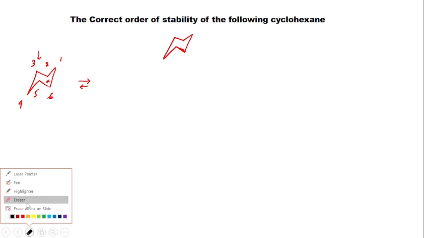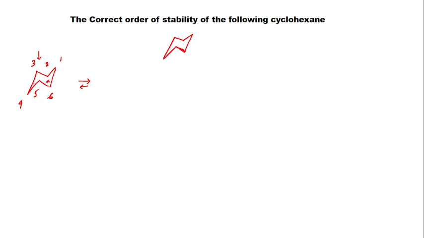So I didn't make any change in 4, 5, 6, 1. Whatever 4, 5, 6, 1 was, I will draw as it is, 1, 6, 5, 4. I didn't change anything in these directions. It was as it is. And then what happened? 1, 2, 3, 4 come in the same line. So this is carbon 2 and this is carbon 3.